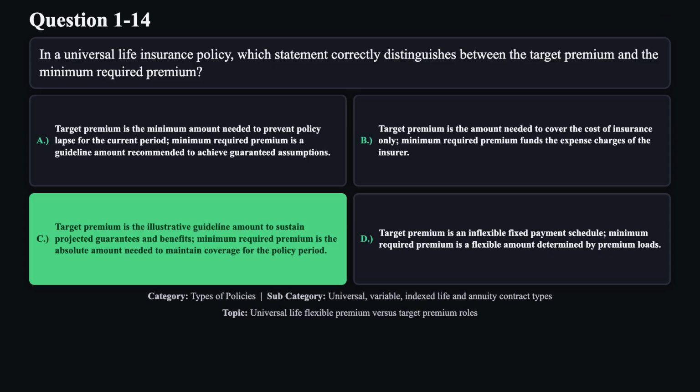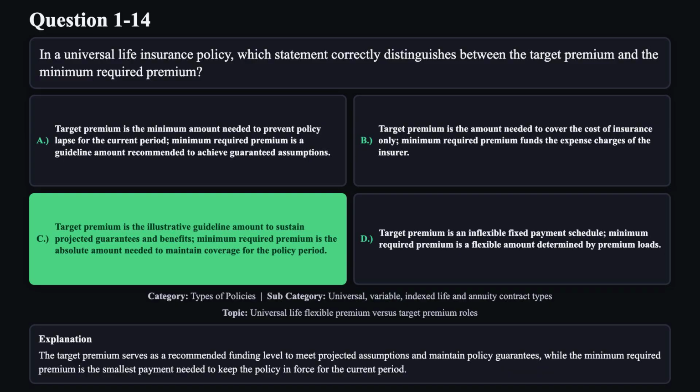The correct answer is C. The target premium serves as a recommended funding level to meet projected assumptions and maintain policy guarantees, while the minimum required premium is the smallest payment needed to keep the policy in force for the current period.